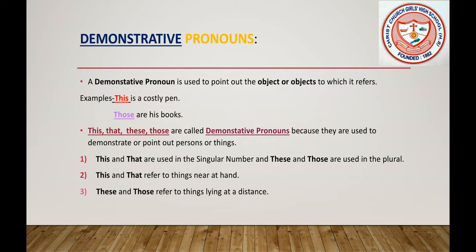The next category that we have is demonstrative pronoun, which we have also studied earlier. So let's revise once again. A demonstrative pronoun is used to point out the object or objects to which it refers. So it could be either one object that is singular in number or more than one that is plural objects. Examples: this is a costly pen. So this is a demonstrative pronoun in this sentence. Next, those are his books. So those is also a demonstrative pronoun in this sentence. So remember this, that, these, those are called demonstrative pronouns. Why? Because they are used to demonstrate, that is, to point out persons or things.